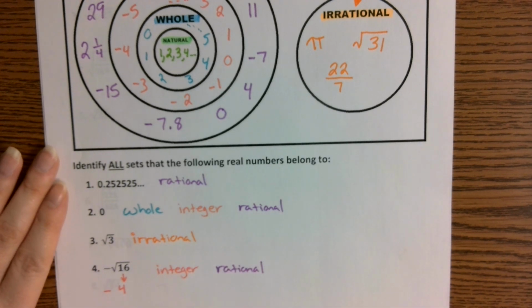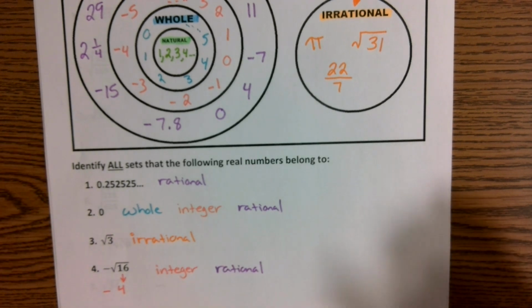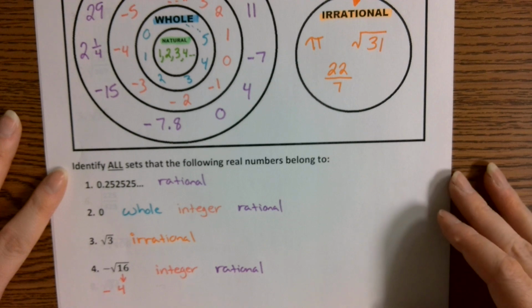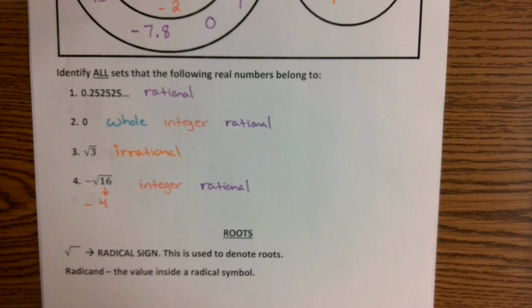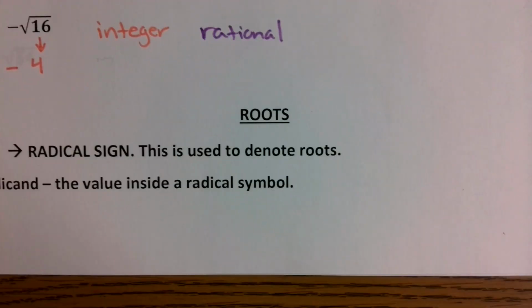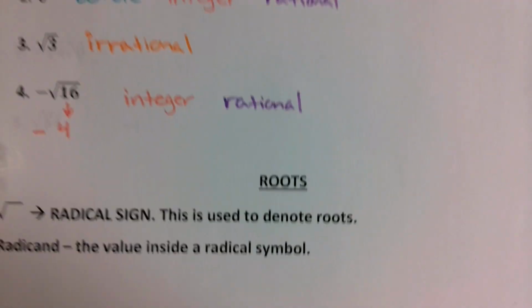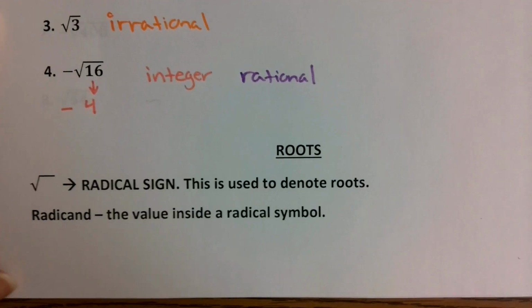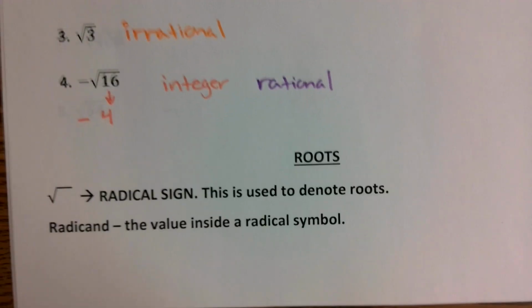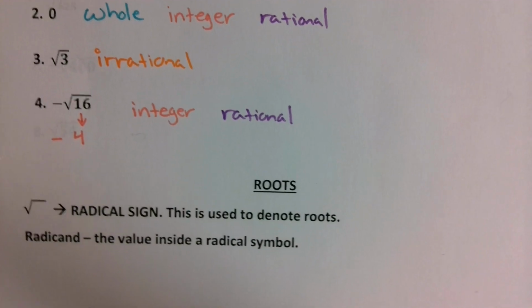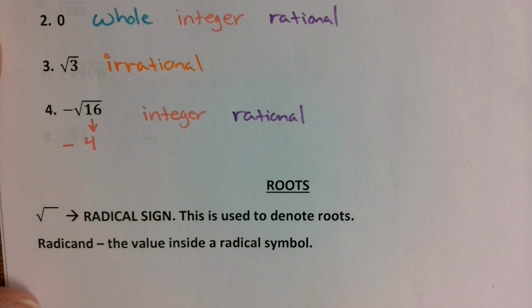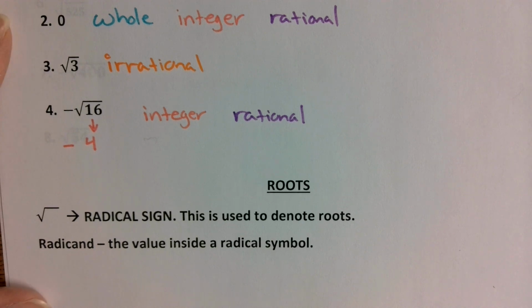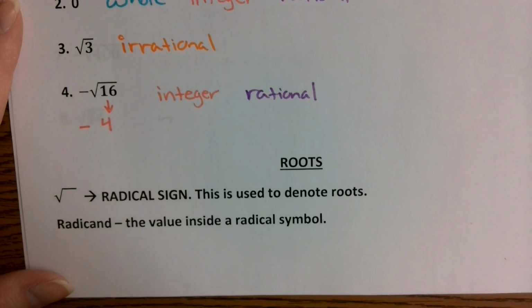Okay, any questions about identifying the groups that it belongs to? All right, let's go on then to the concept and idea of what roots are. Roots, or radicals, as you're going to hear me call them, are the representation of things like square roots, cube roots, 4th root, 5th root, 6th root. You have them going all the way up to what we call the nth root. You can take a root to any value.